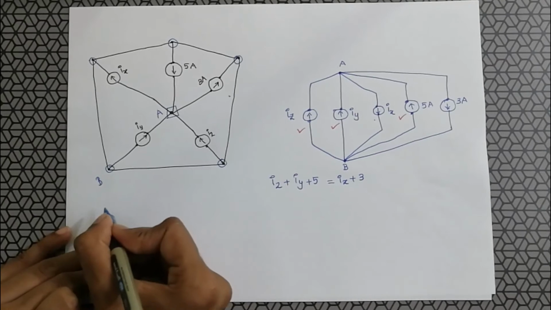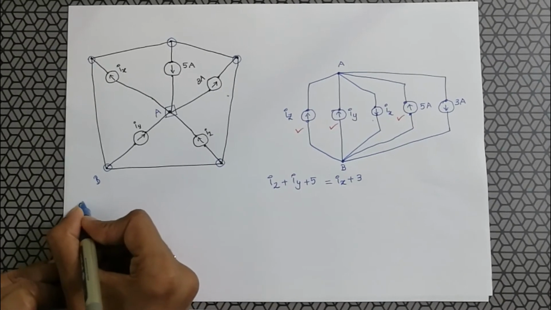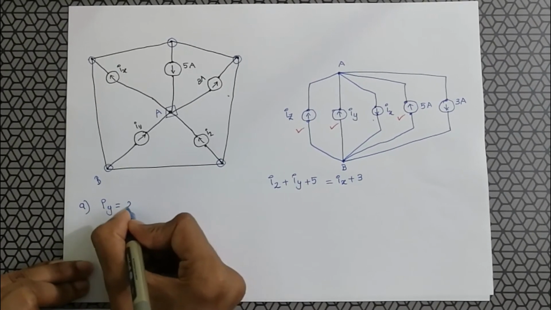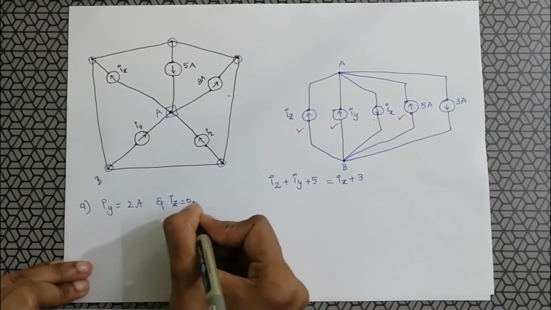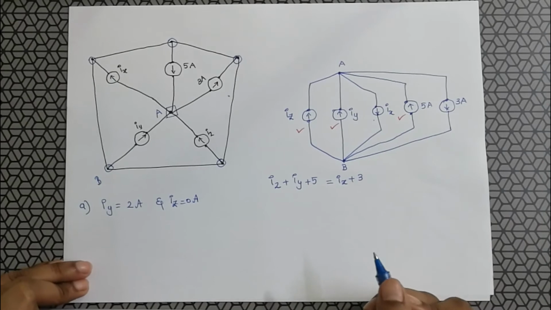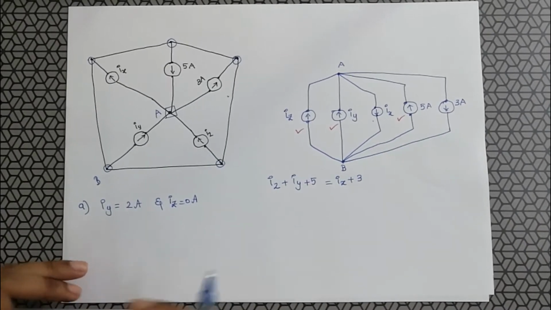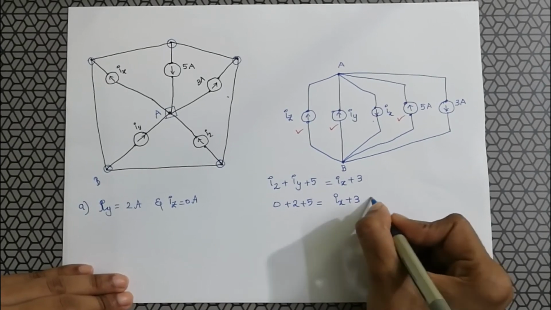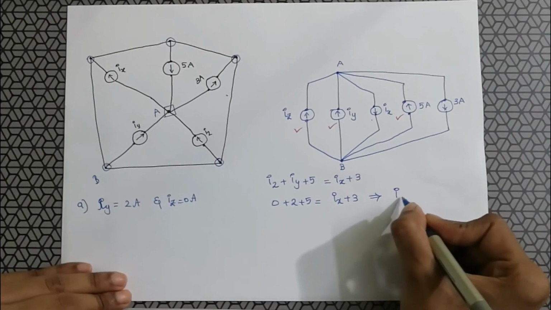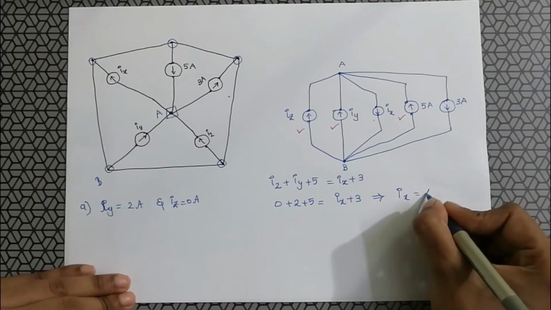In the first question, it is given that Iy is 2 ampere, alright, and Iz is 0, which means there is no current coming from Iz. So if we just substitute here, this implies that Ix is 4.